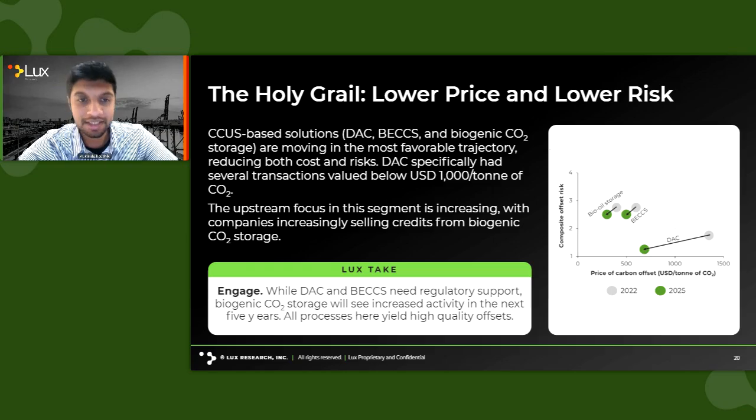It's a significant step down to where the transactions were in 2022, right? And that's the main thing to come back to. It's that companies are betting on future technology innovation, and technology is actually getting the prices down. So we expect to see a lot more activity around biogenic CO2 storage, right?